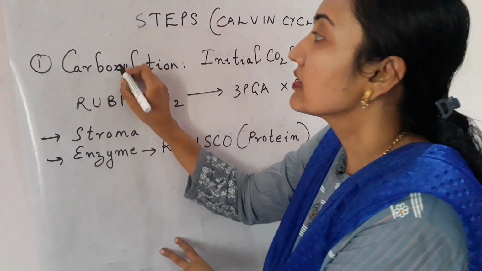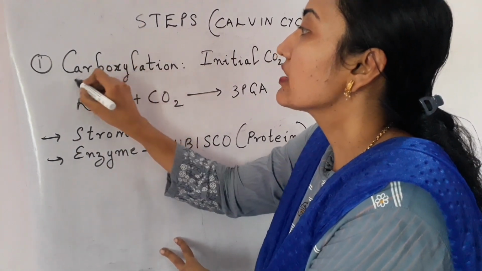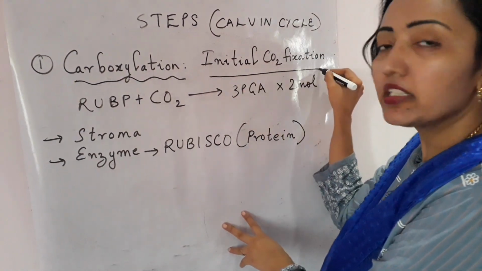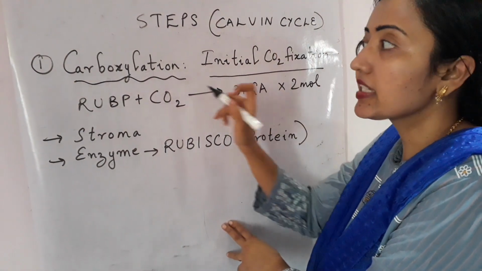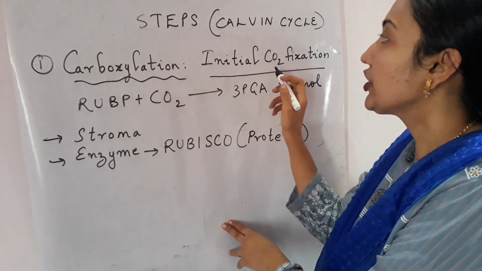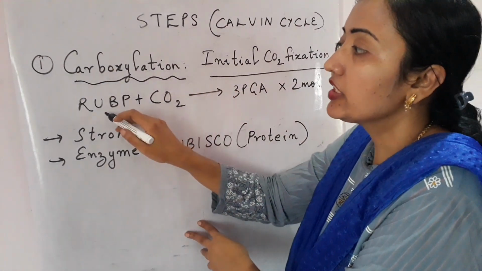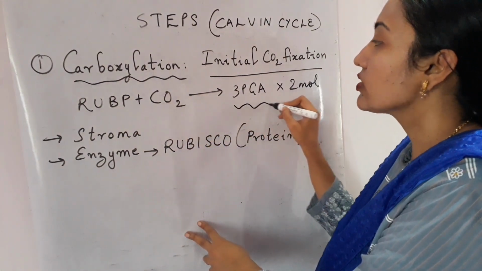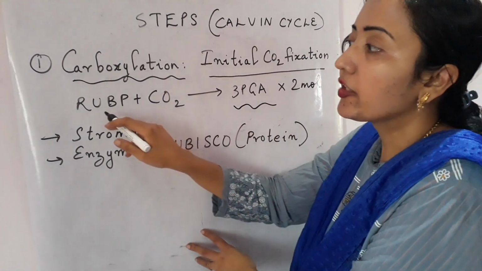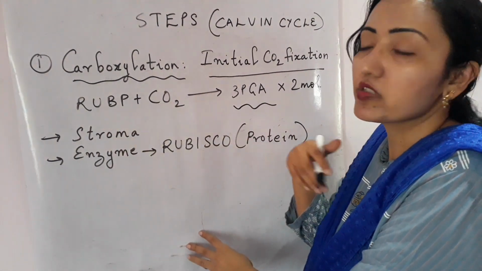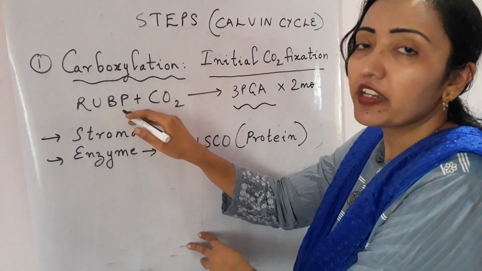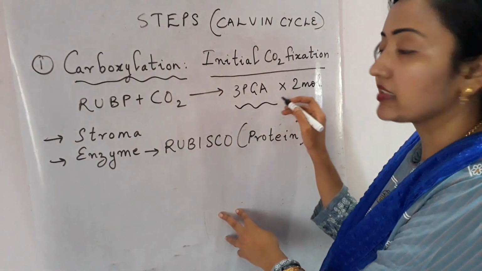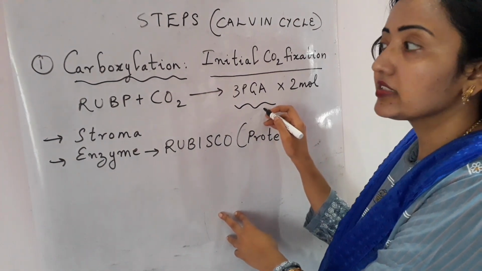The first step in the Calvin cycle is carboxylation. It is the initial carbon dioxide fixation, in which RUBP combines with carbon dioxide to form 2 molecules of phosphoglyceric acid. RUBP is ribulose 1,5-bisphosphate. Ribulose 1,5-bisphosphate combines with carbon dioxide to form 2 molecules of 3-phosphoglyceric acid.